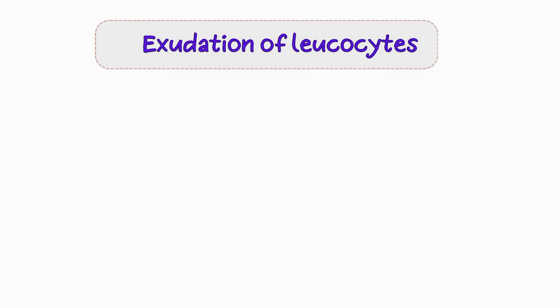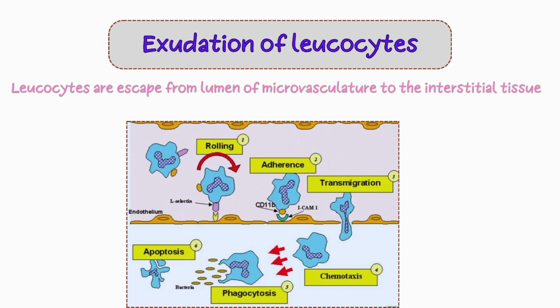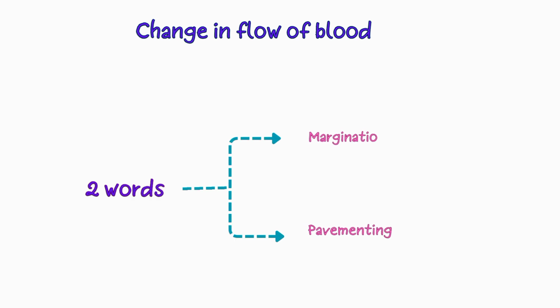Now, we are detailing more about exudation of leukocytes. In this, leukocytes escape from the lumen of the microvasculature to the interstitial tissue. For this, 4 changes occur. 1. Change in the flow of blood. In this, there are 2 words that describe these changes, which are margination and pavementing.